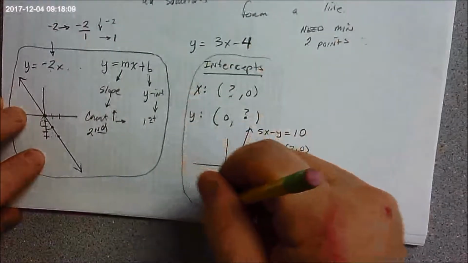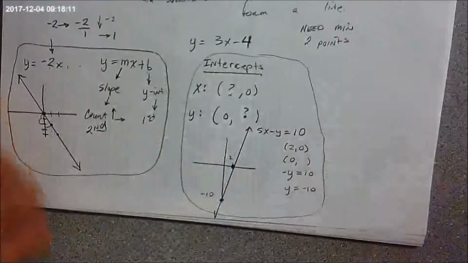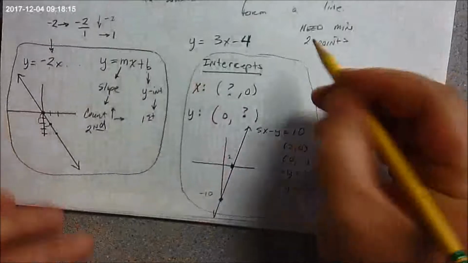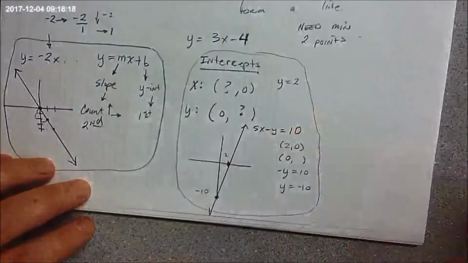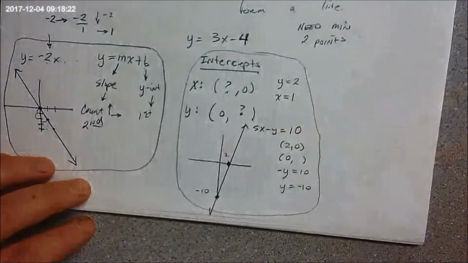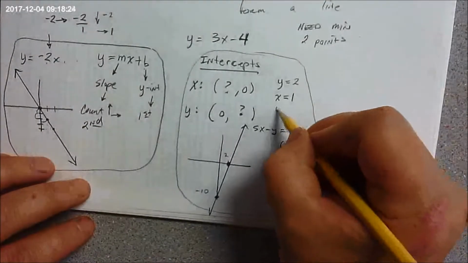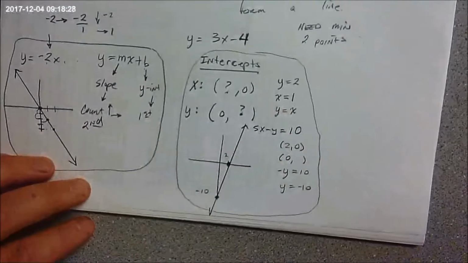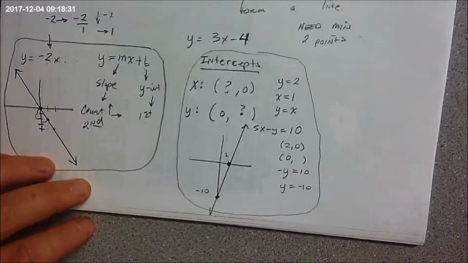Now, Ivan, sometimes this doesn't work. For example, if you had an equation that said y equals 2, this wouldn't work. If you had an equation that said x equals 1, that wouldn't work. Or if you had something like y equals x, it goes to the origin. This doesn't work. Because you need 2 points, and all 3 of these will only have one intercept.